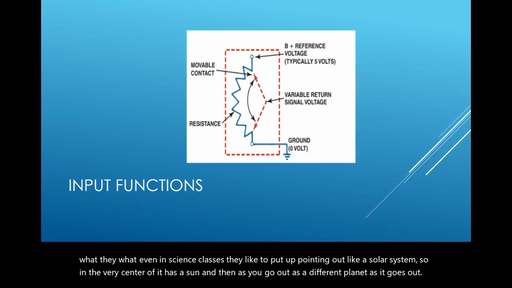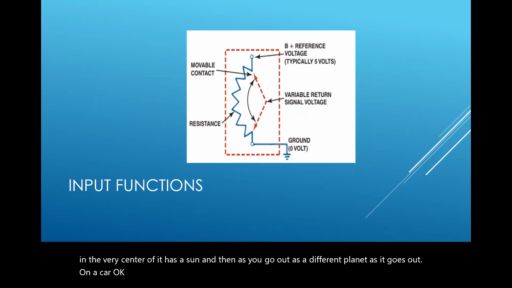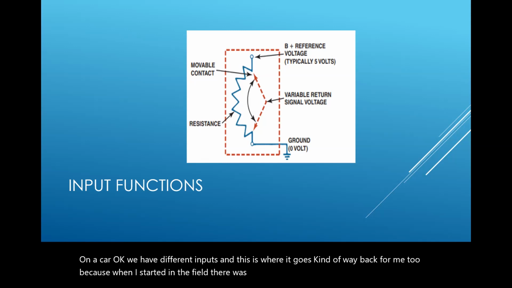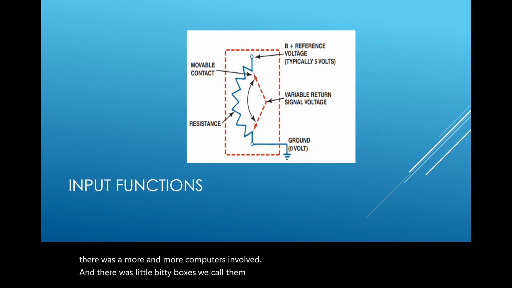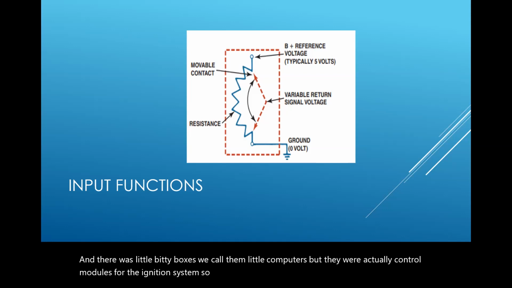On a car, we have different inputs, and this is where it goes way back for me too, because when I started in the field, there were no computers on cars, or computers weren't even thought of at that time. Later on, as my progression in the automotive field went on, there were more and more computers involved, and actually there were little bitty boxes. We call them little computers, but they were actually control modules for the ignition system. So that's kind of where it all started.